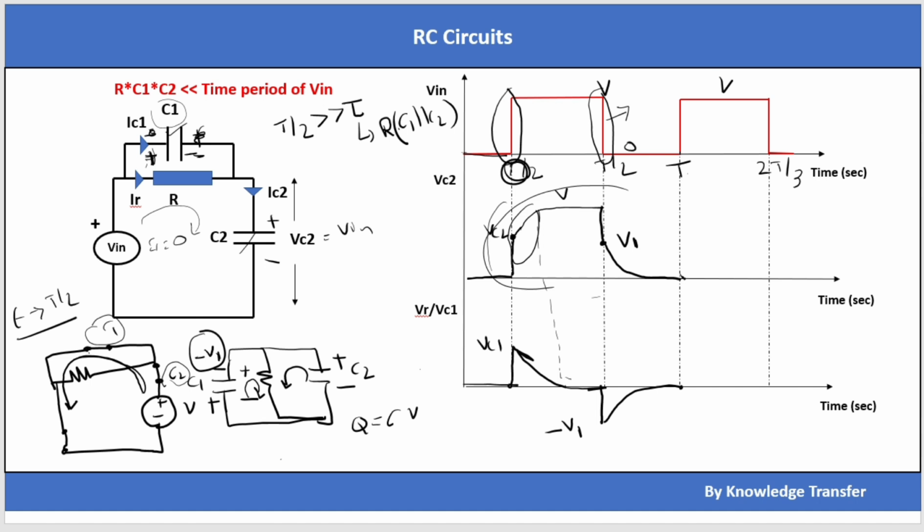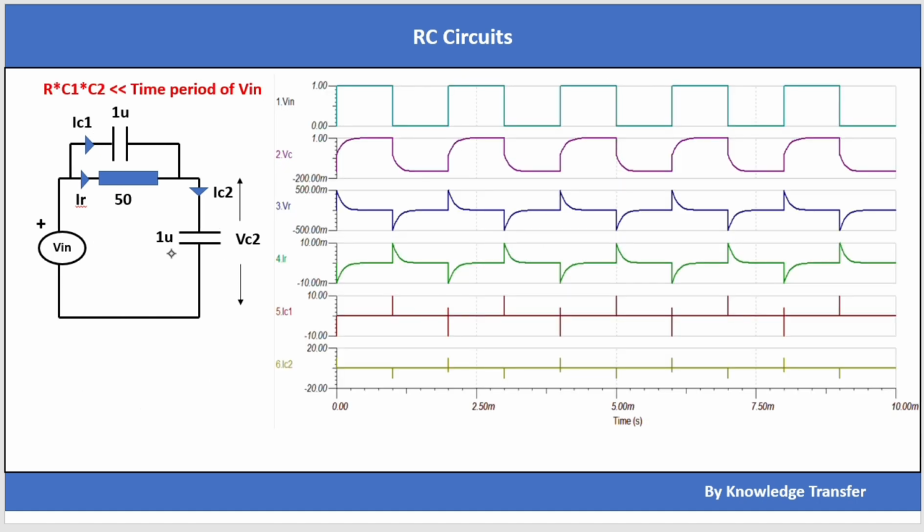So I have simulated the same thing. Let's see how it is looking. This is what I have given. It has 1 microfarad capacitors. Both are equal, this is C1 and C2, and I have kept a 50 ohm resistance. See here I am giving Vin as 0 to 1 volt.